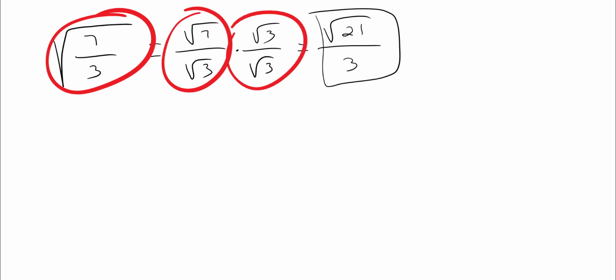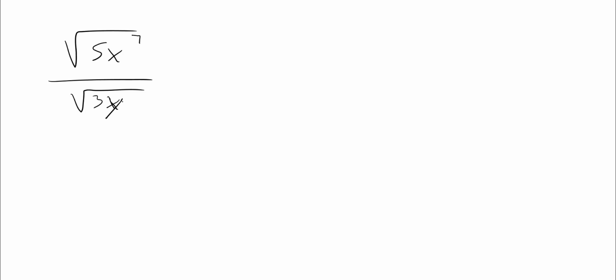Let's just do one with variables in it too, and then we'll get into cube roots. All right. So if I had the square root of 5x to the 7th over the square root of 3y cubed. Okay? So let's multiply it out. What I'm going to do is multiply the top and the bottom by the square root of 3y cubed over the square root of 3y cubed. Okay? So that's pretty easy.